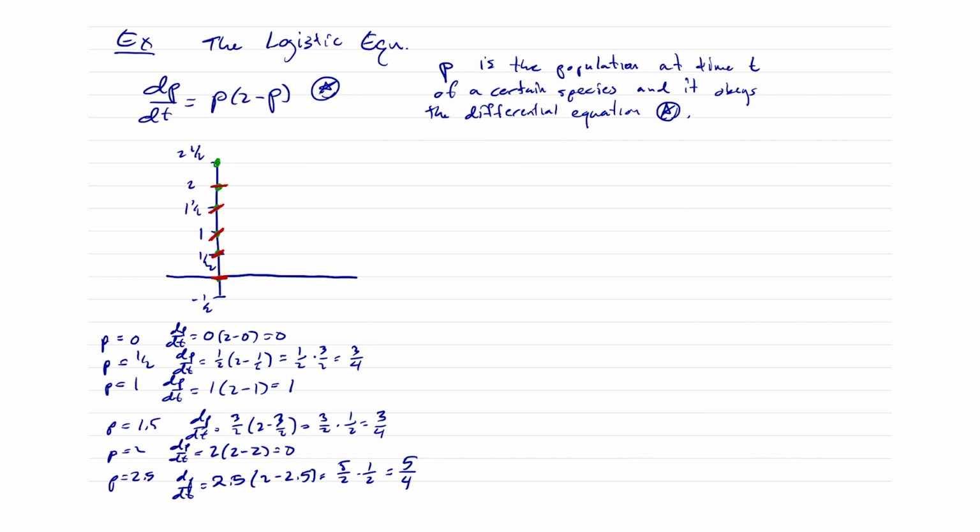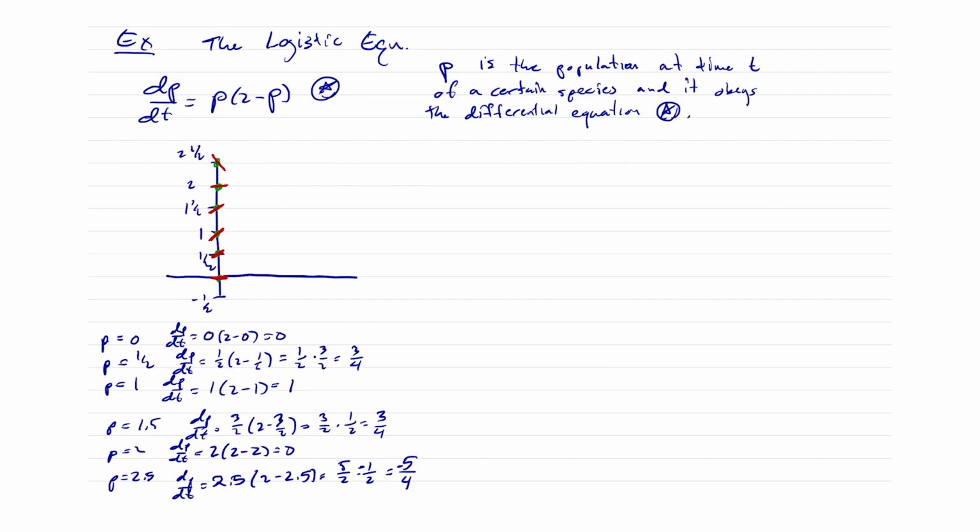Sorry, minus signs should be in here. So it was 2 minus 2.5, which should give me negative 1/2. And so that should give me a negative 5/4. So it's going down a little bit steeper than 1. So something like that. Okay, so why did I care about only these values?